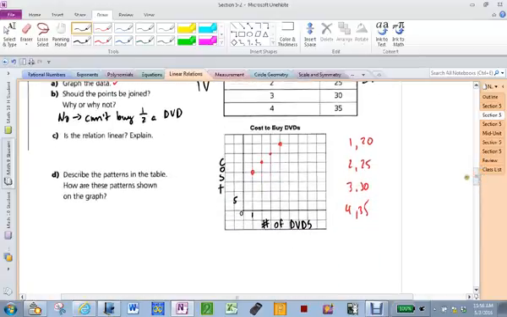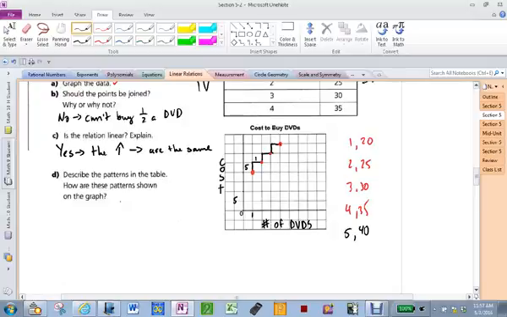Do our outputs make a straight line? Yes, because I go up 5 over 1. Up 5 over 1. What's the next one going to be? Up 5, over 1, so it's going to be 5, 40. So is it linear? Yes. Why? Because the up and right are the same.